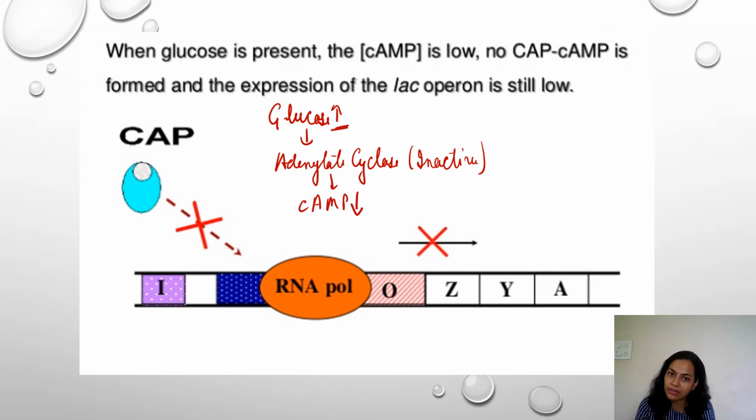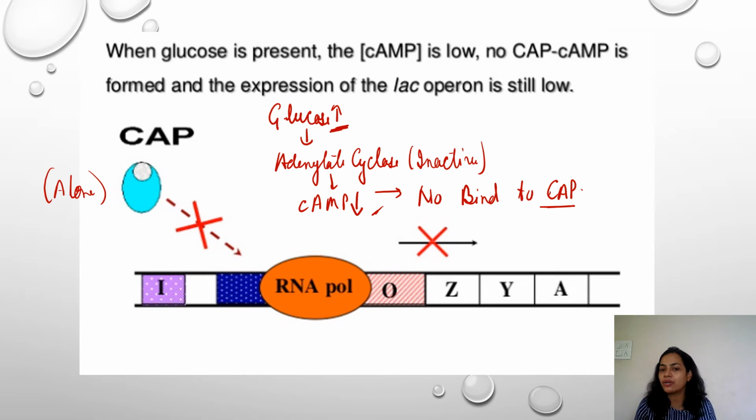You can see there is always an inverse relationship between the glucose concentration and the cyclic AMP concentration. When cyclic AMP is lower in the concentration, it will not bind to cap. Okay, वो cap protein पे bind नहीं करेगा. As a result, the cap is alone. Okay, this is alone and it cannot bind to the cap site. Cap site, that is what? This is the cap site. Okay, it is not able to bind to the cap site, and that's why there is no positive regulation, and that's why the operon is off. Right? Fine. The Lac Operon is still low.